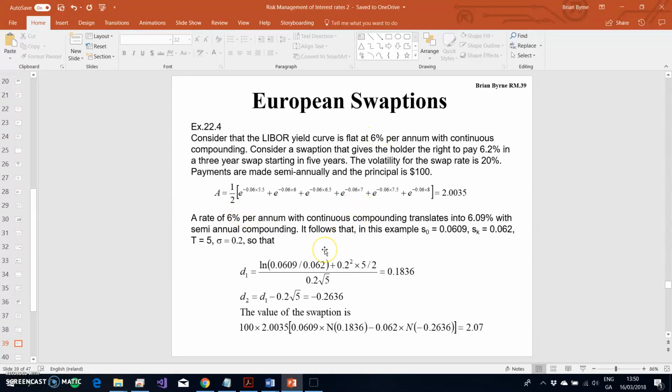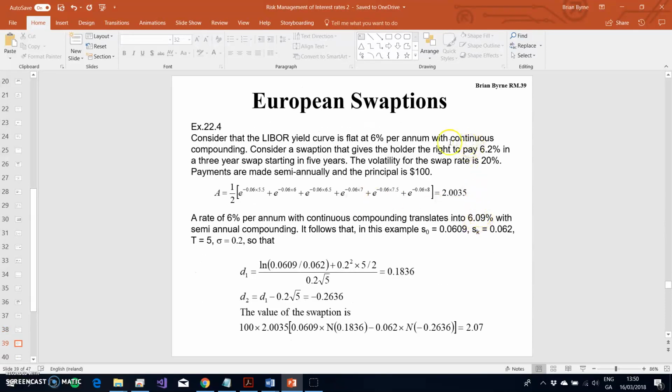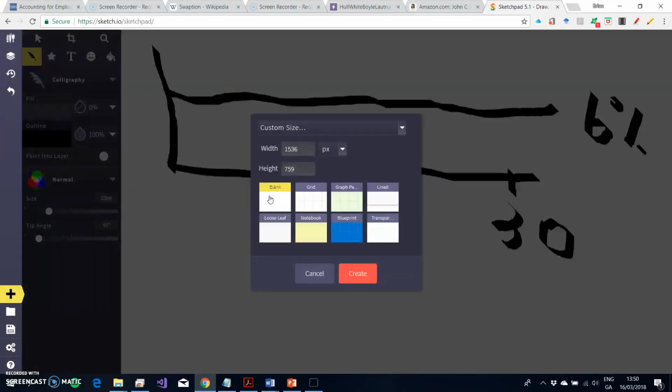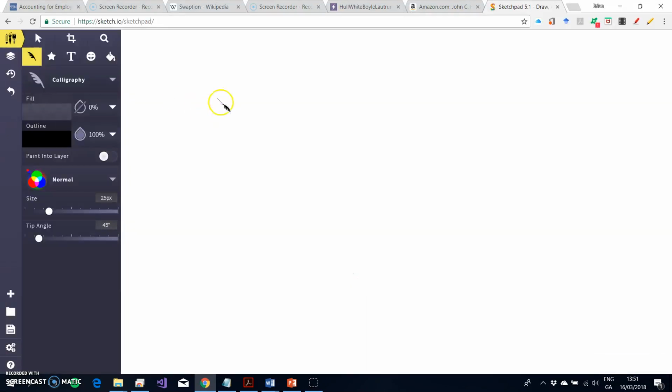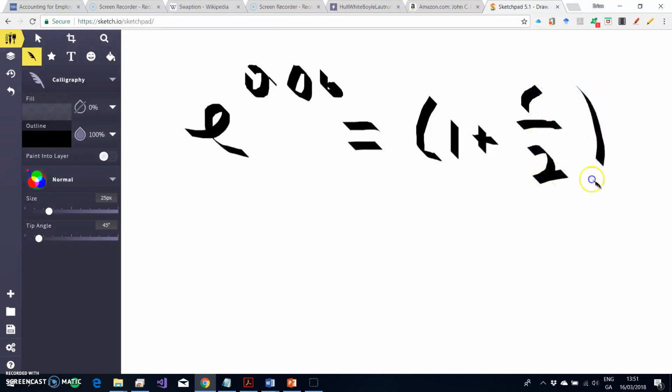And that implies that the forward swap rate, the S0, which is a semi-annual rate, will be 6.09. Now, making the connection between the 6 and the 6.09 is relatively straightforward. We can think of the continuous rate as being e to the power of 0.06. We have 0.06, and we do have a time period here, but we can leave it out. We say that's equal to some discrete rate. And what's the discrete rate? Well, it's a semi-annual rate, so 1 plus some unknown semi-annual rate divided by 2, to the power of 2.